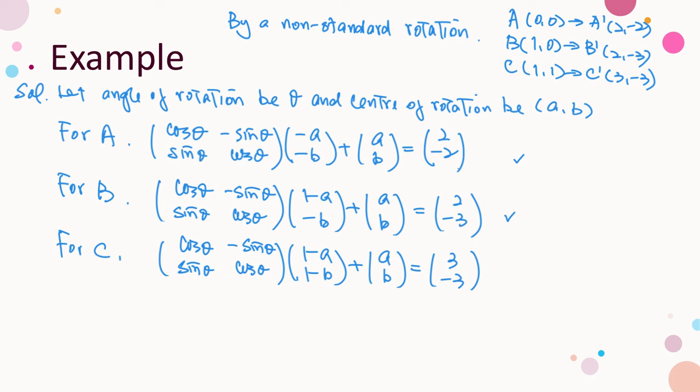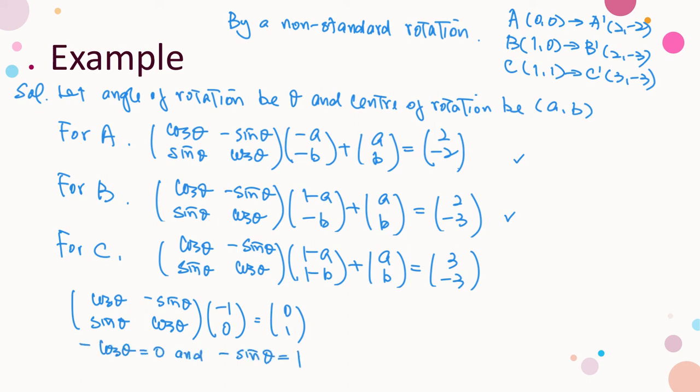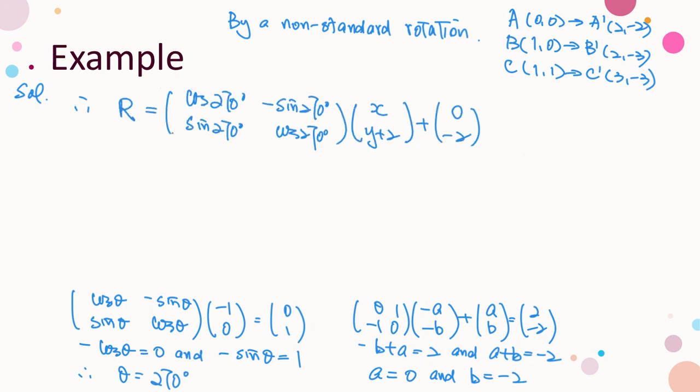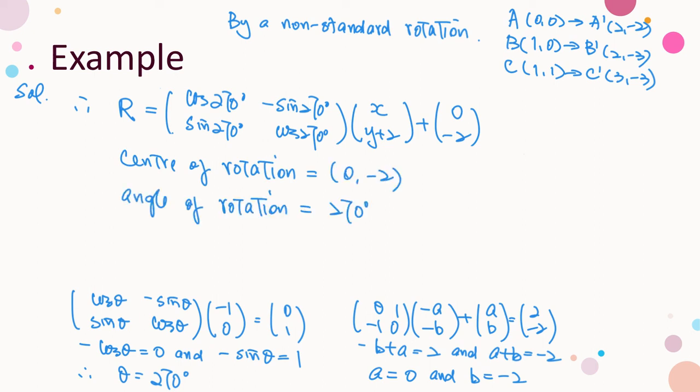By subtraction and comparing the corresponding entries, we have that theta is 270 degrees. Substitute back into the first matrix equation. Solving, a equals 0 and b equals -2. Therefore, in other words, the center of rotation is (0, -2) and the angle of rotation is 270 degrees.